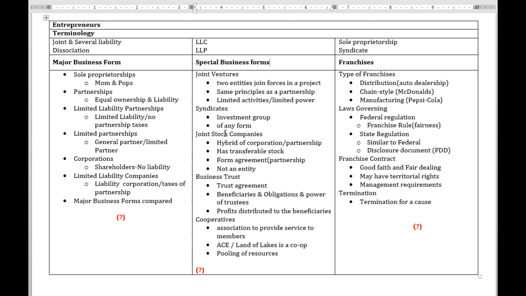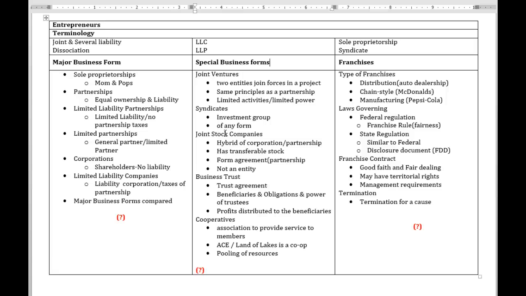You have a business trust company, has a trust agreement. There are beneficiaries, obligations, and power lie with the trustees who manage the business trust for the beneficiaries, and the profits are distributed to the beneficiaries. There's several high-income people who will develop a business trust for their children that is managed by somebody else, but their children always have the access. And there are several other examples of a business trust.